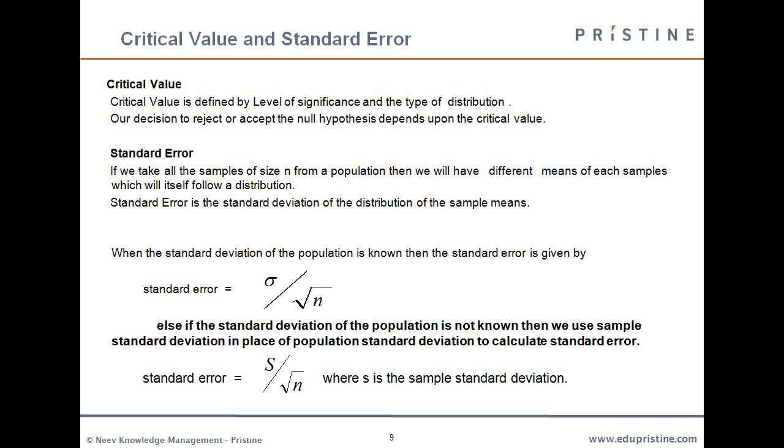If your population standard deviation is known, then your standard error is very easy to calculate. It is equal to the standard deviation of the population divided by the square root of the sample size, n. In case you don't know it, because it's very difficult to know the standard deviation of a very large population, we can take the standard deviation of the sample as an approximate measure of the population standard deviation. In that case, our standard error would be the sample standard deviation divided by the square root of the sample size.